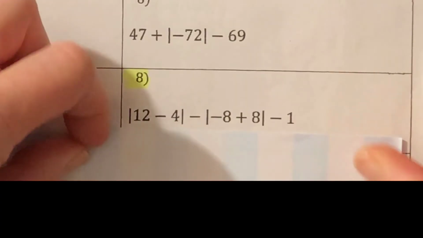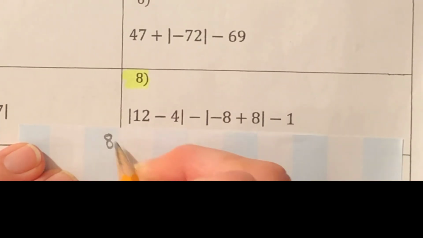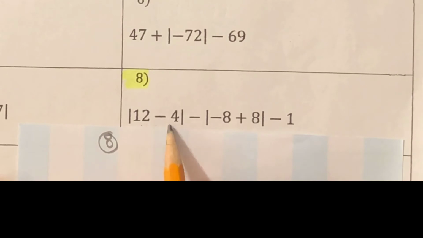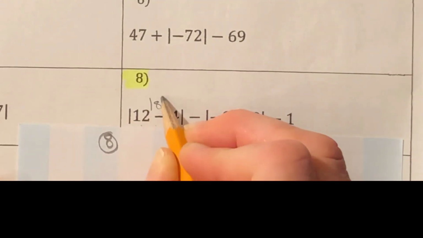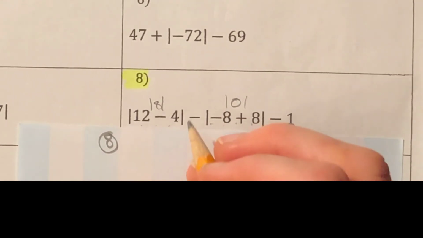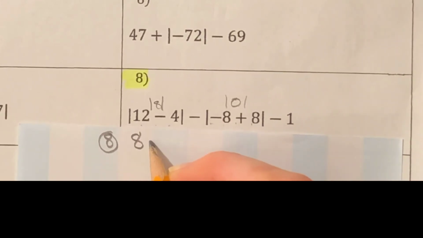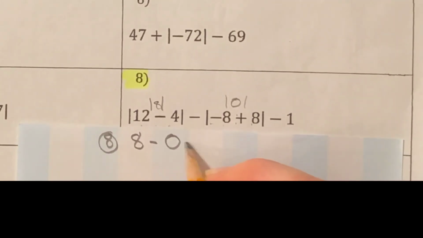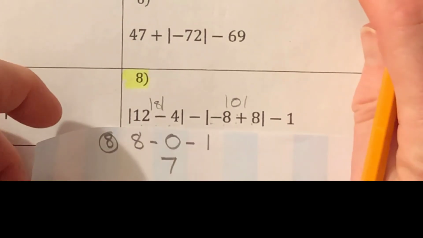Down to number 8. I'll do inside them. So 12 minus 4 is 8. The absolute value of 8. Negative 8 plus 8 is 0. Well, 0. You could do that too, but 0 is 0. So the absolute value of 8 is 8 minus 0 minus 1. Oh, wow. This is a toughie. 8 minus 1 is 7. The answer for number 8 is 7.